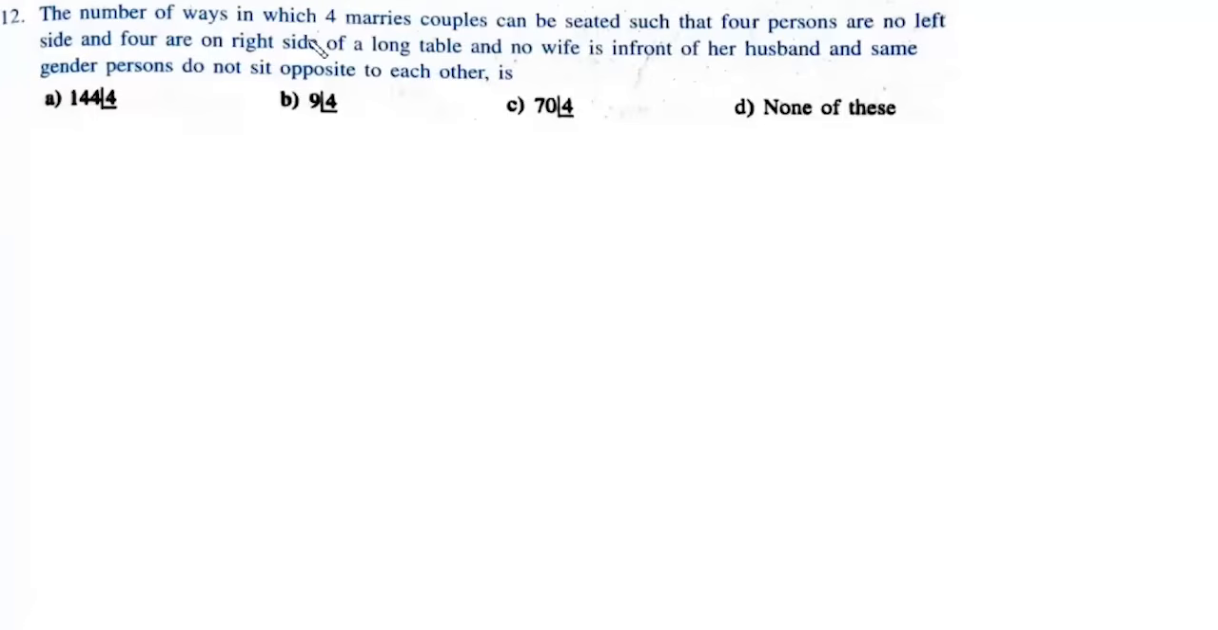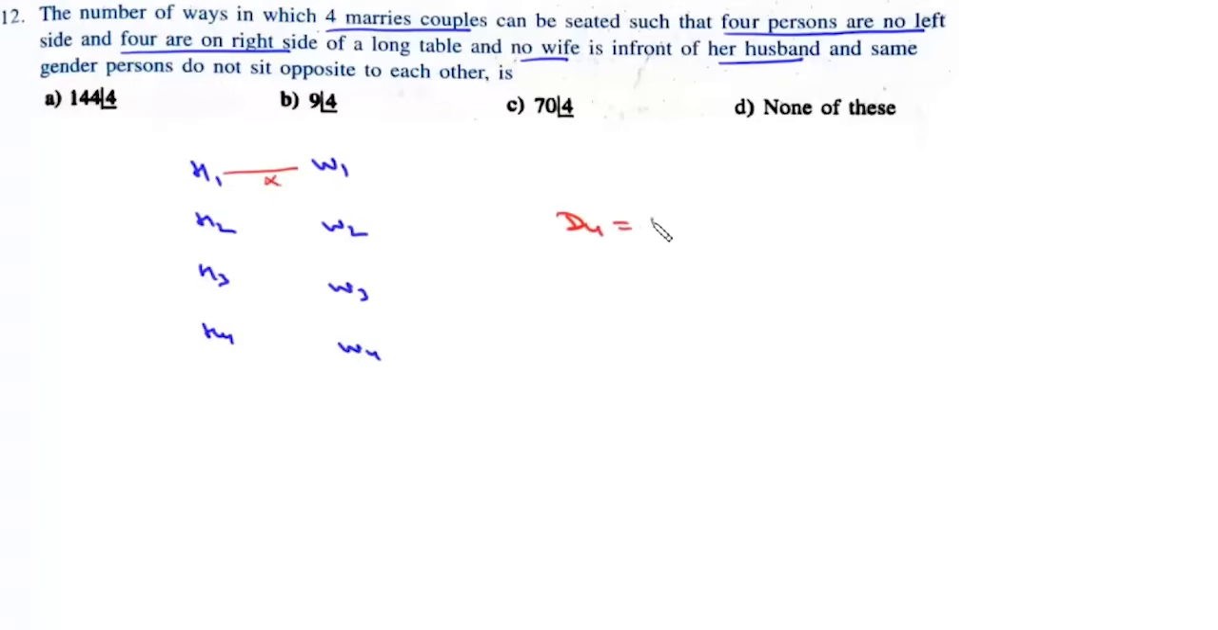Now here is the question. The number of ways in which 4 married couples can be seated such that 4 persons are on the left side and 4 are on the right side of a long table, and no wife is in front of her husband, and same gender persons do not sit opposite to each other. Now we have 4 husbands, H1, H2, H3 and H4, and 4 wives, W1, W2, W3 and W4. First we have to match them in pairs so that we get a man and a woman in a pair, and a husband should not be matched to his wife. This is nothing but derangement, and it is D4, and D4 is 9.